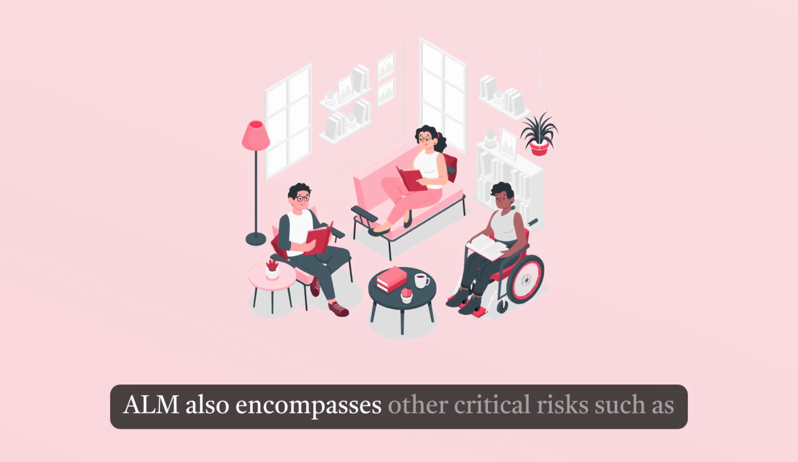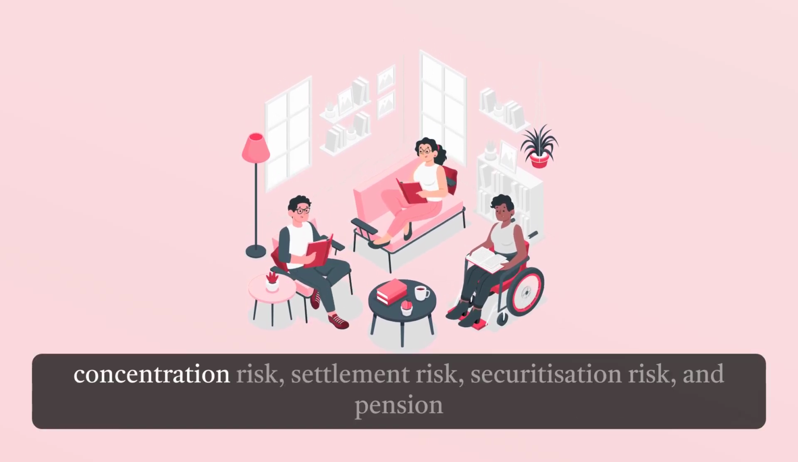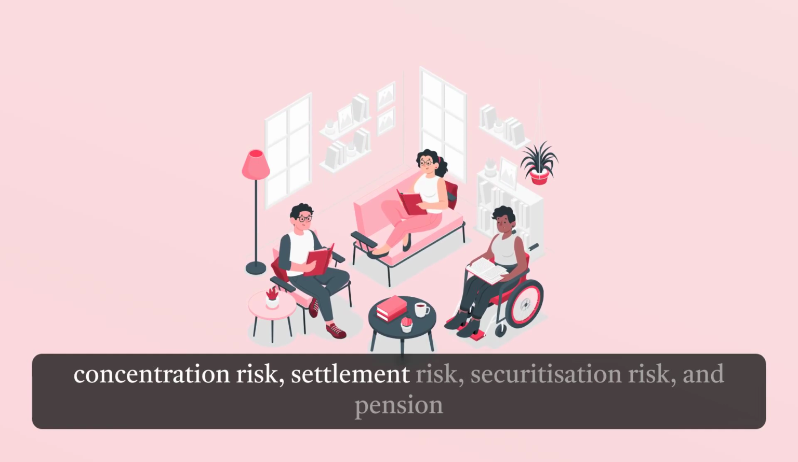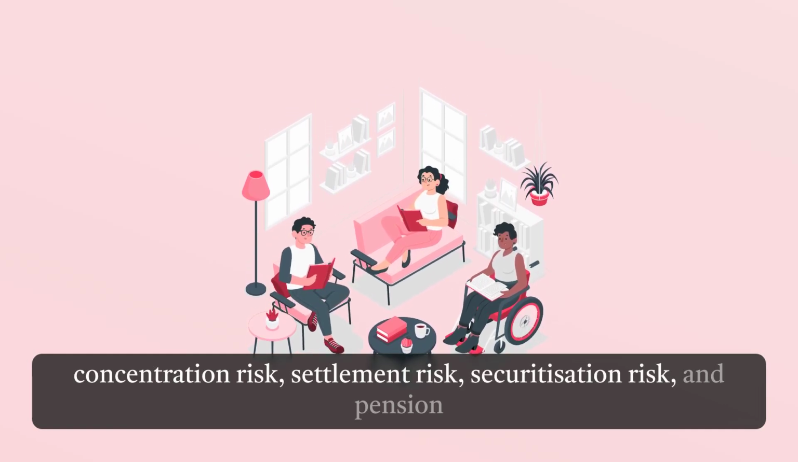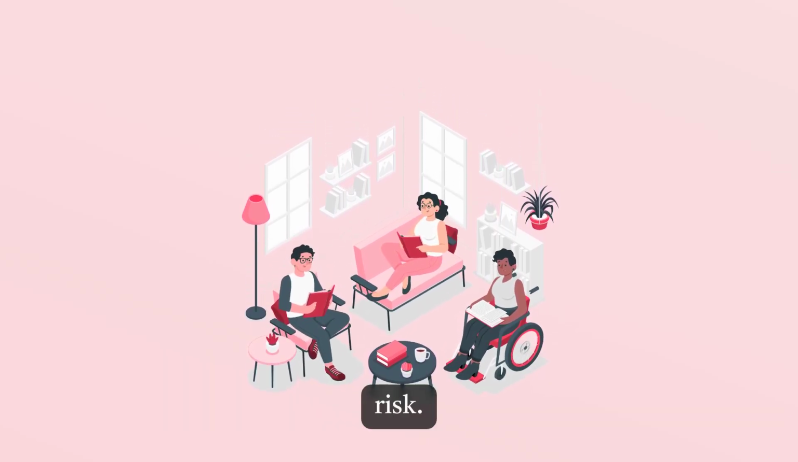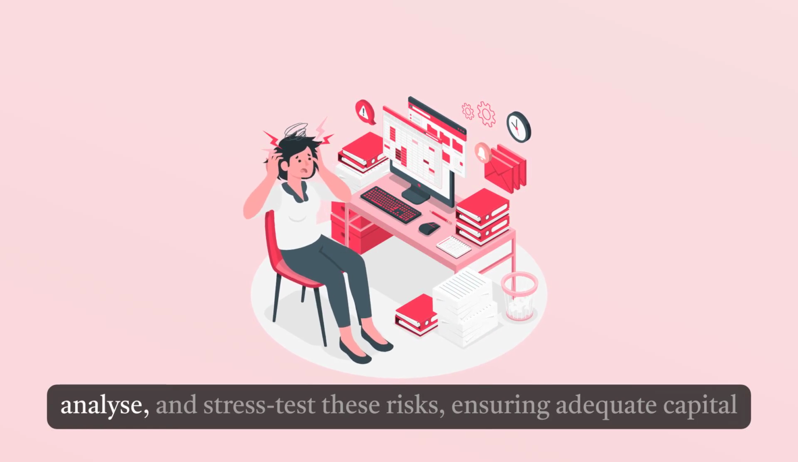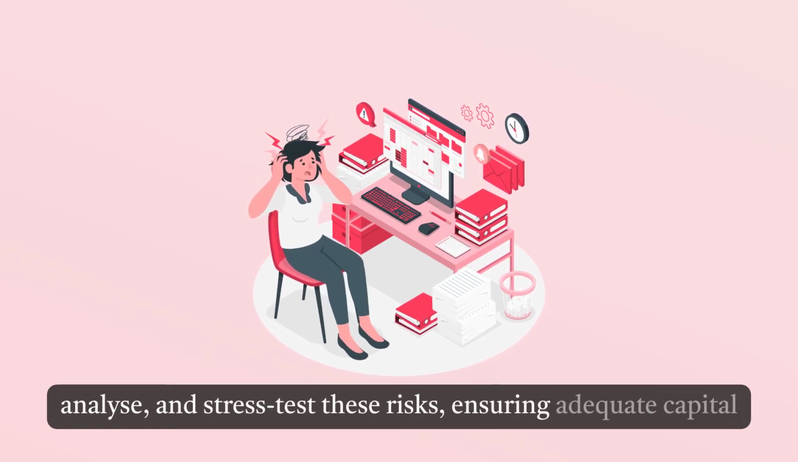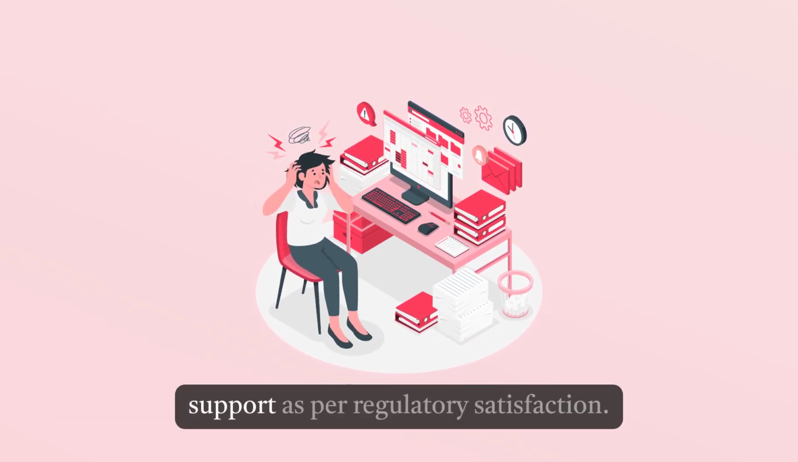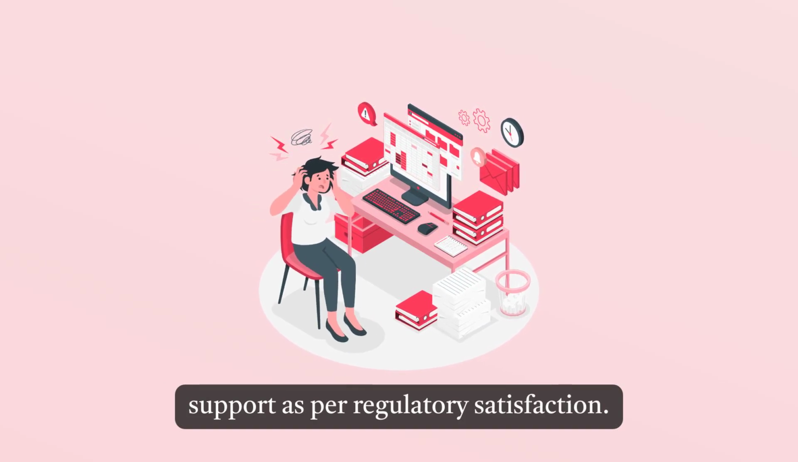ALM also encompasses other critical risks, such as concentration risk, settlement risk, securitization risk, and pension risk. Basel II Pillar 2 requires banks to identify, analyze, and stress test these risks, ensuring adequate capital support, as per regulatory satisfaction.